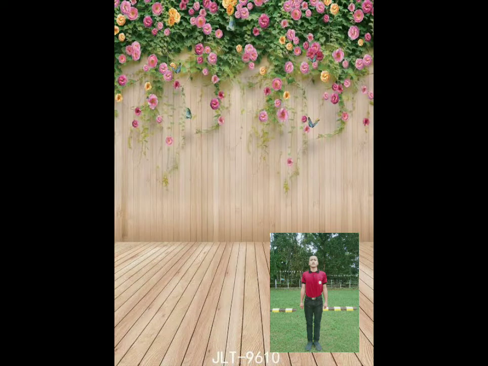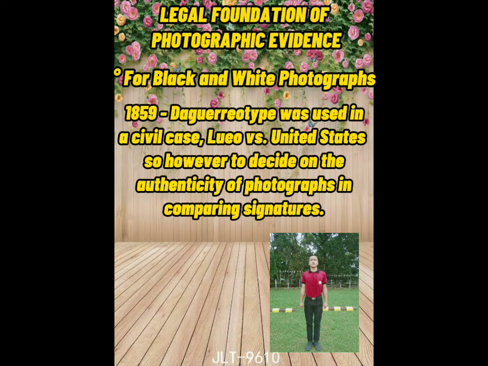So the next is the legal foundation of photographic evidence. For black and white photographs, in 1859, the photograph was used in a civil case, Luco versus United States, to decide on the authenticity of photographs in comparing signatures. So that is the legal foundation of photographic evidence.